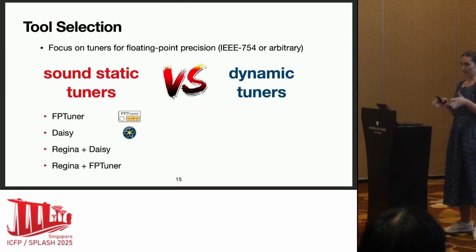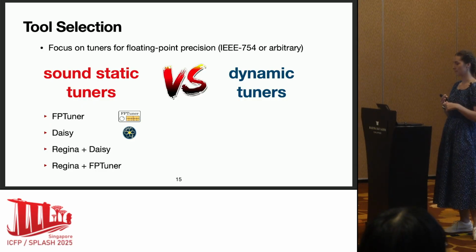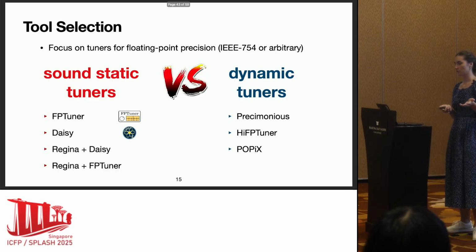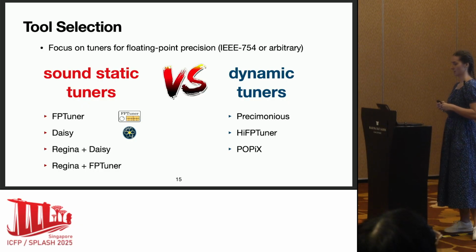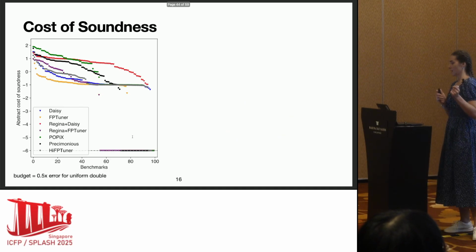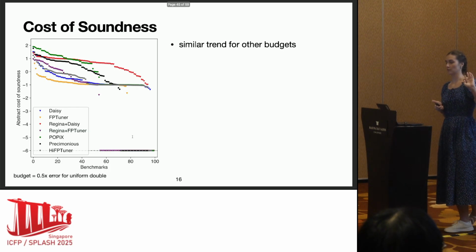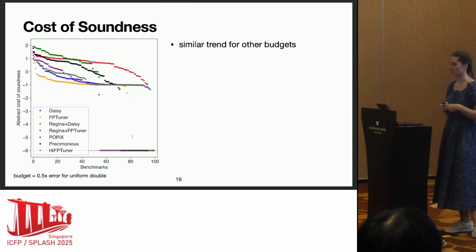And for this comparison, we focused only on the tuners that operate on floating point precisions, either IEEE or arbitrary ones. And among those that were available open source, there were two standalone static tools, FPTuner and DAISY, and the meta-optimization Regime that can be combined with any static tool. For dynamic tuners, there were only standalone tools, and we compare with them. I will show you results only for one of the error budgets, but the trends are similar for other budgets as well.